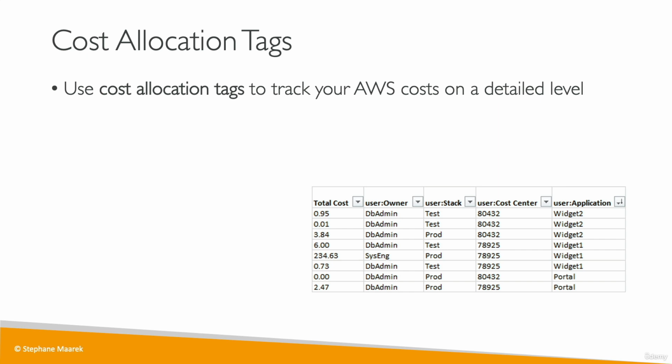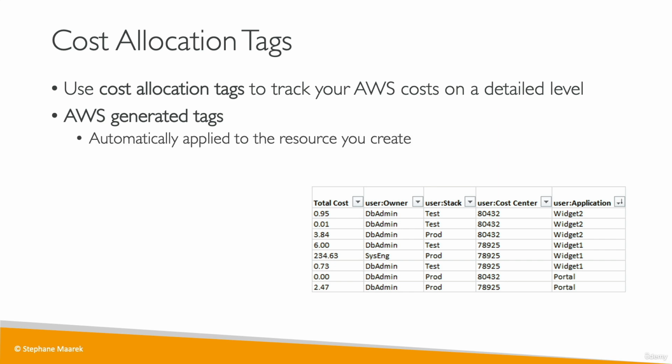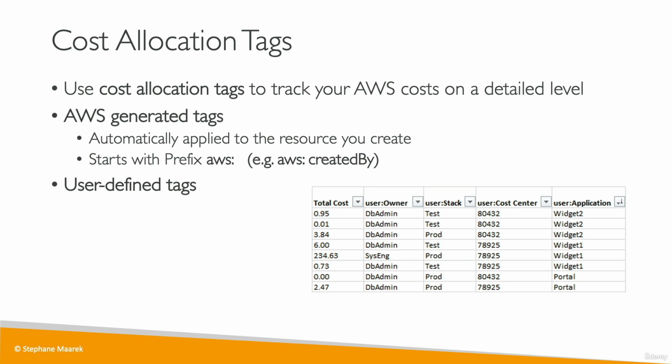So for this, you can use different tags. You can use the AWS generated tags, for example. They will be automatically applied to the resource that you create, and they will start with the AWS prefix, for example, AWS created by. And you can also define your own user tags that will be defined by the user that will start with the prefix user: and this will be helpful, for example, to tag your resources and then have them grouped by cost center, by tag, by owner, by stack, by application, and so on.